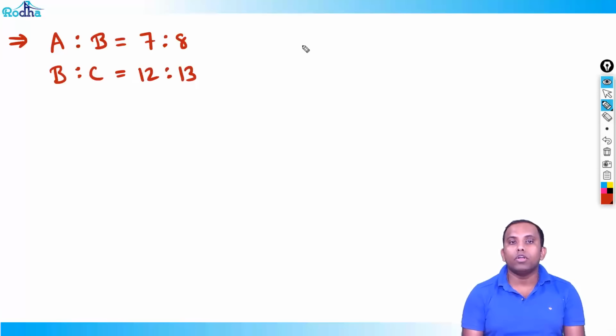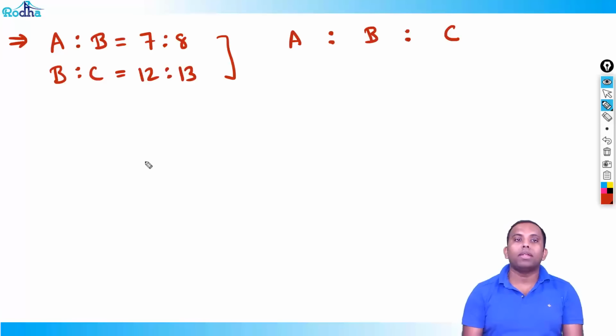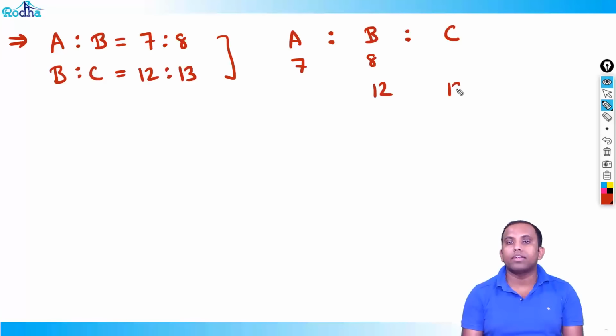So from here I want to get the combined ratio of A is to B is to C. What is the combined ratio of A is to B is to C? It is quite easy to do actually. We say, if A has got 7, then B is 8. If B is 12, then C is 13.